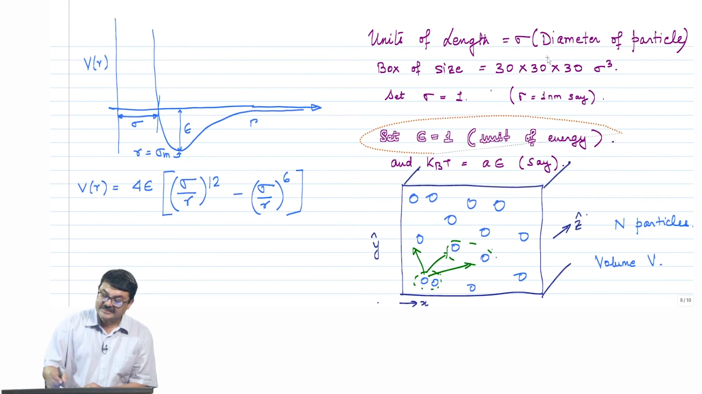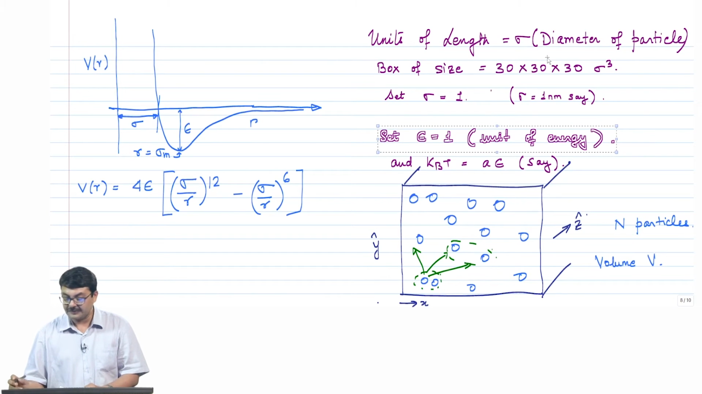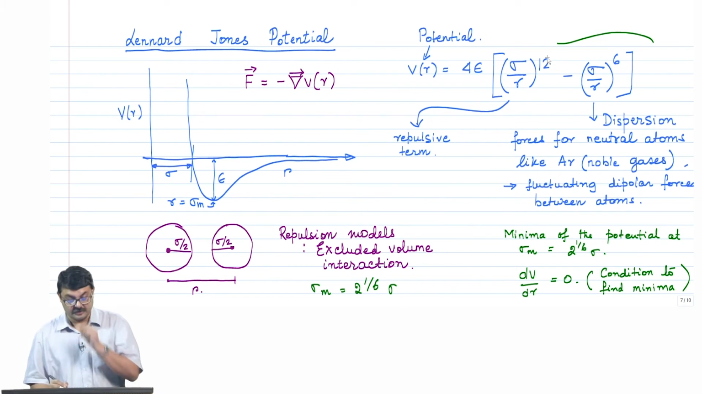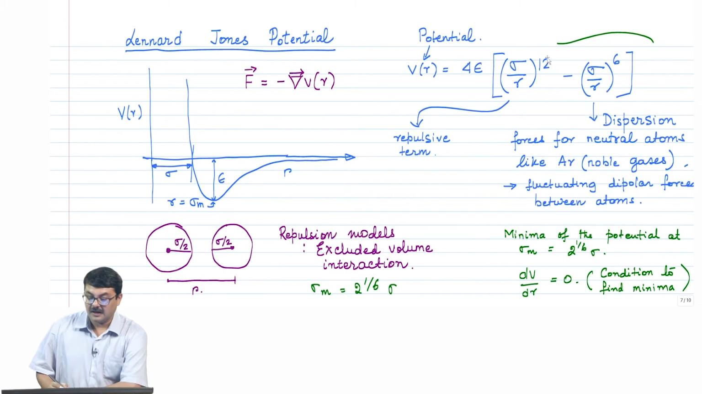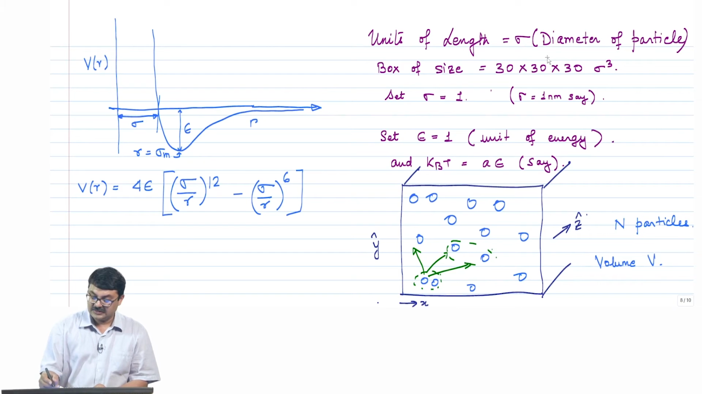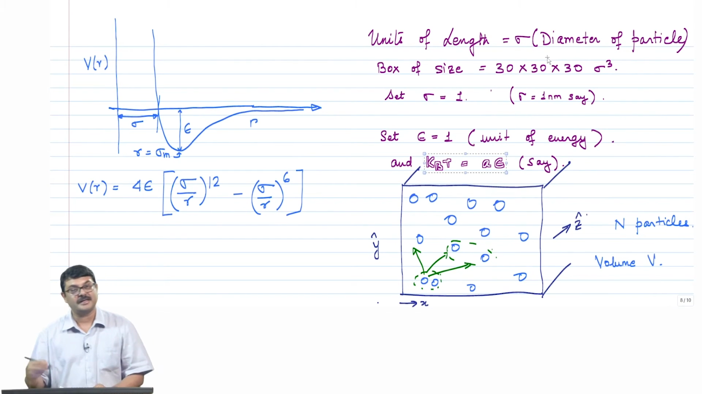Similarly, you can set epsilon. What was epsilon? Epsilon was the unit of energy, if you remember. You set epsilon equal to 1, the depth of the potential equal to 1, and then measure all other energies like thermal energy kBT in units of epsilon. So say kBT equals some number times epsilon, and you set epsilon equal to 1, and then say okay, kBT is 2. If you set epsilon equal to 1, then A equal to 2. So, the thermal energy is twice that of epsilon.